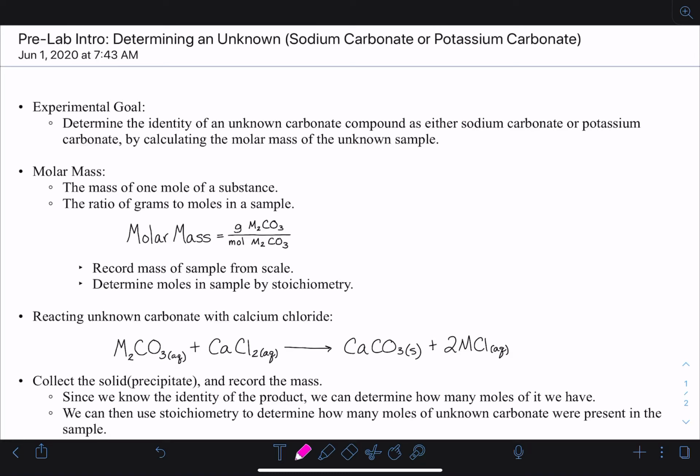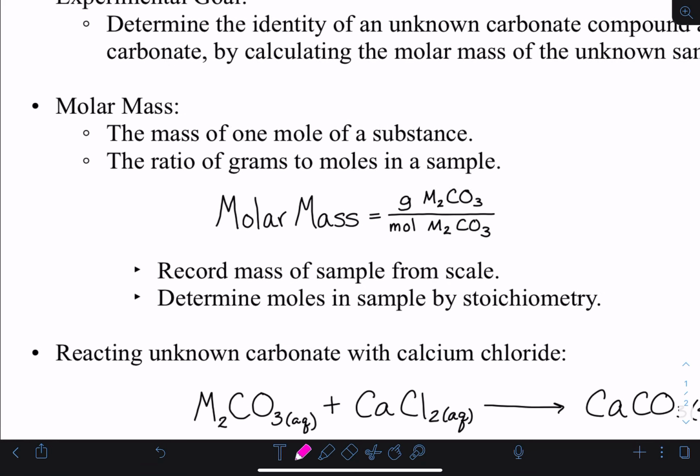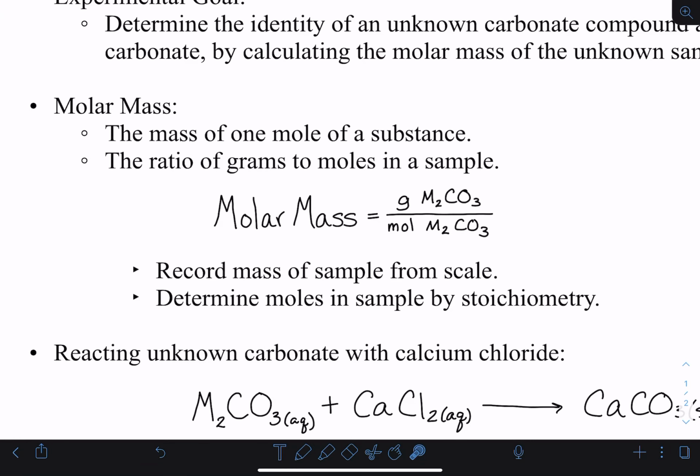So molar mass, as we've discussed it, is the mass of 1 mole of a substance, or how many grams of a substance is equivalent to 1 mole. But another way that we can think about it is that it's also a mass to mole ratio. It is the ratio of grams to moles in any sample. So essentially what we need to do here is, for the same sample of stuff, we need to simultaneously know both how many grams are in that sample and how many moles are in that sample.